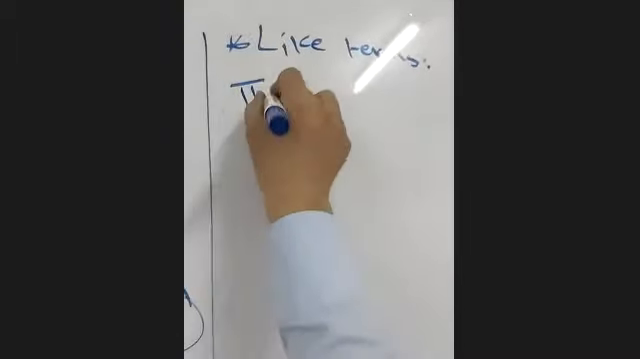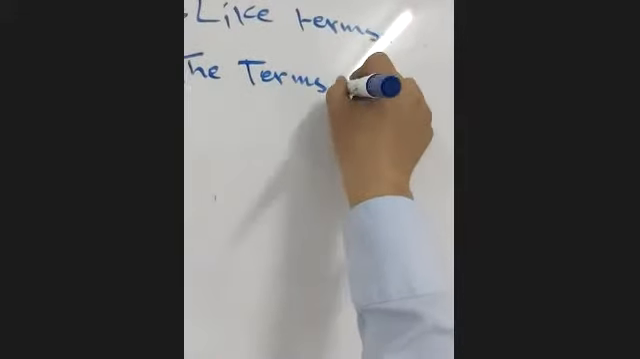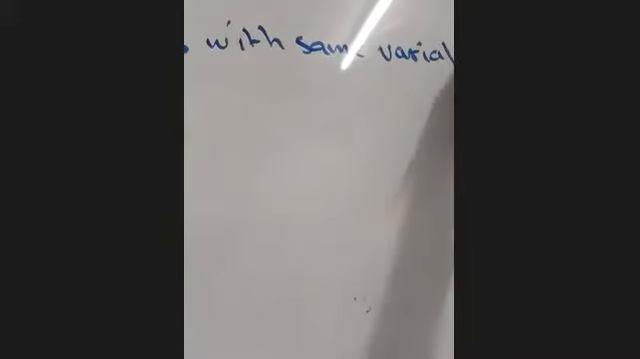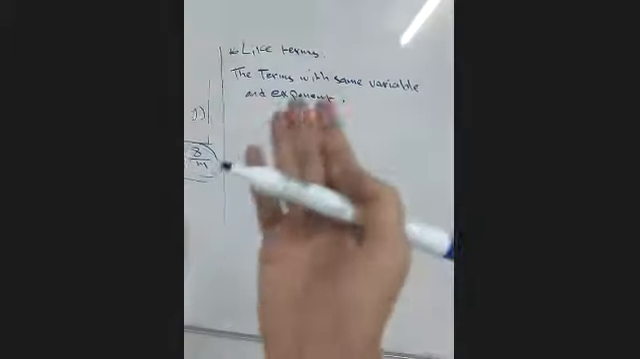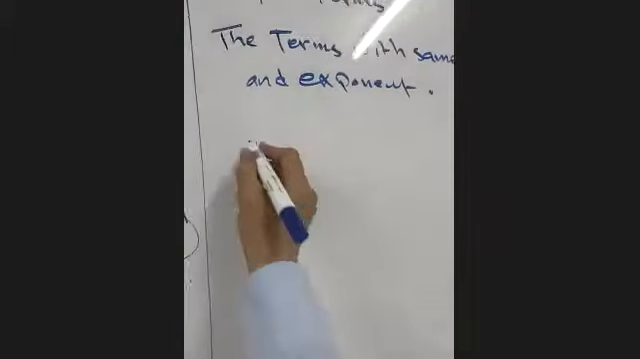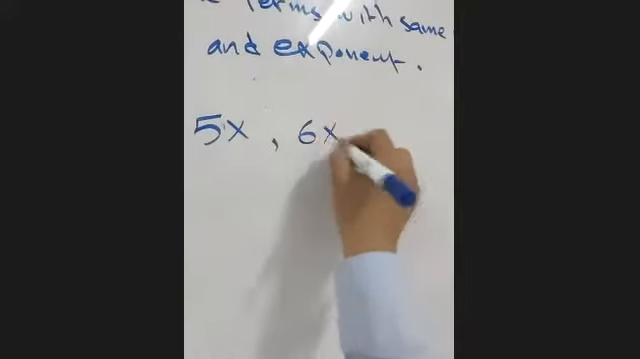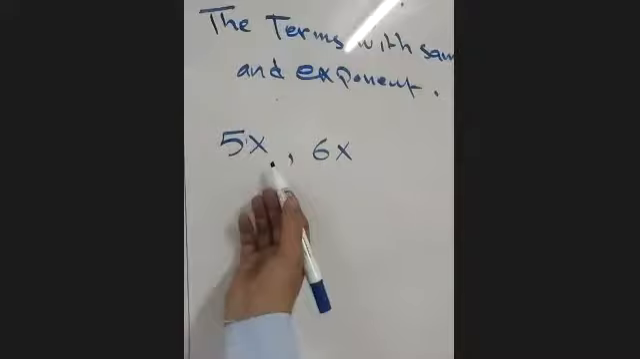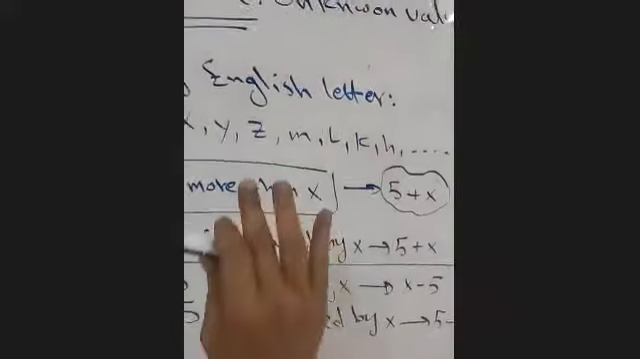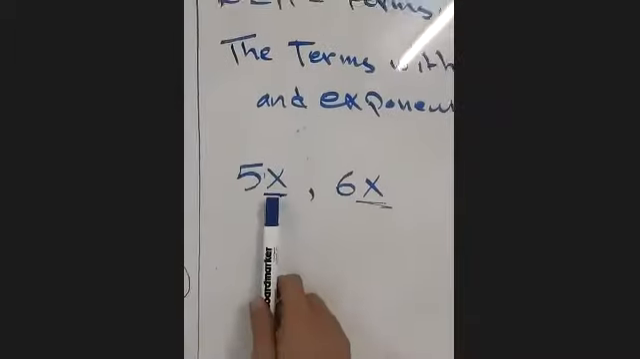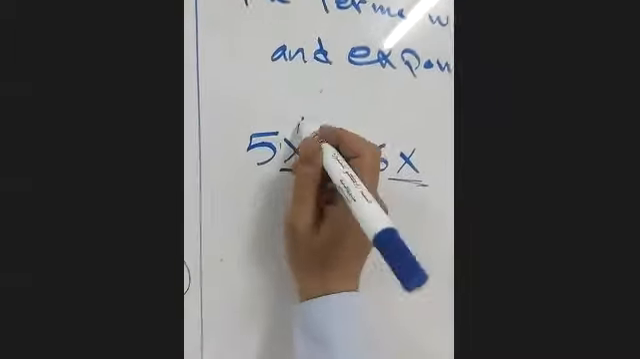The terms, focus, guys, here. The terms with the same variable and exponent. What are the like terms? The terms with the same variable and exponent. For example, 5x with 6x. Now, what's the variable here? The variable is x. We said the variable is the unknown value denoted by any English letter, right? So here, what's the variable? The variable is x. What's the exponent of x? It is 1.